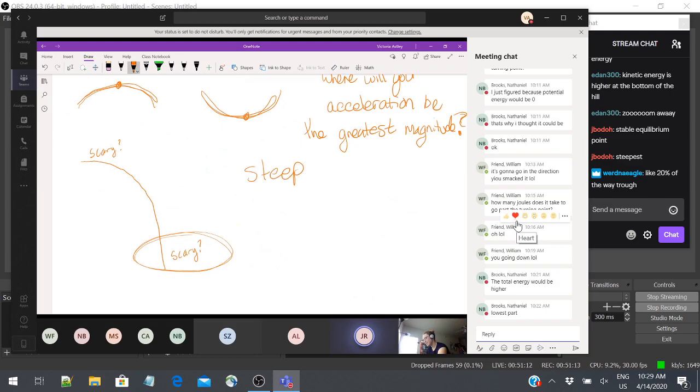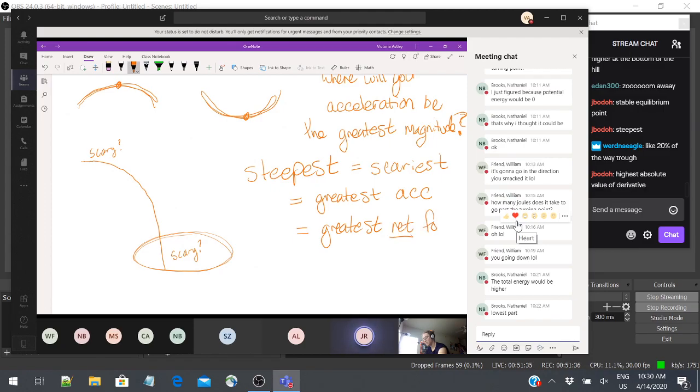Steepest equals scariest. Scariest equals greatest acceleration equals the greatest net force, equals the highest absolute value of the derivative.